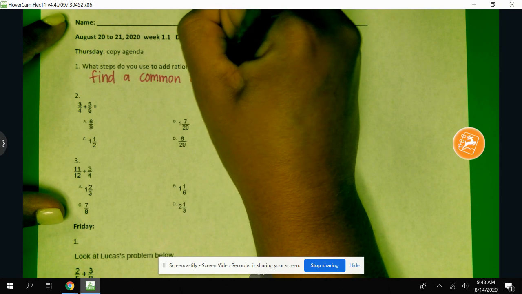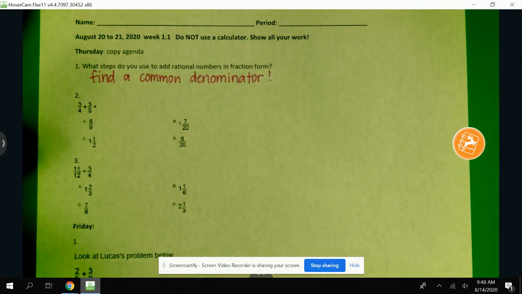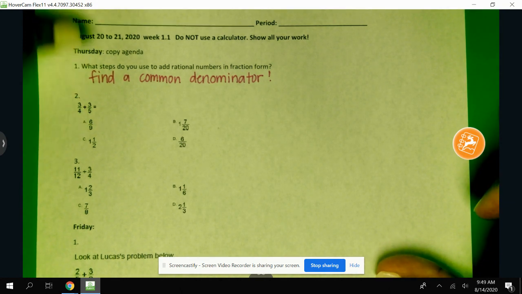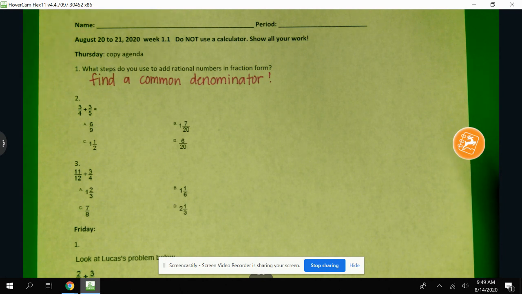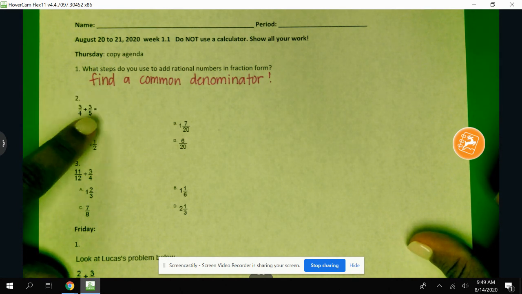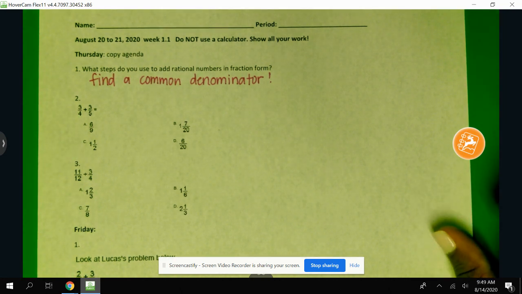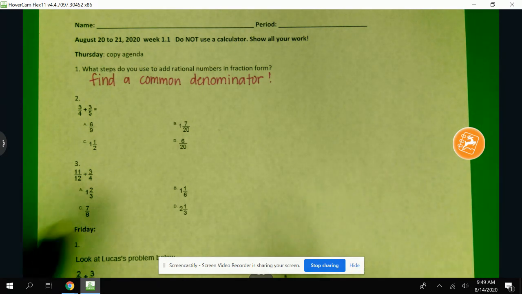Remember that denominator is the bottom number. By a common denominator, that means the bottom number of the fraction has to be the same. So you have to figure out how to get that denominator the same. Looking at number 2, it says 3/4 plus 3/5. Looking at my denominators, 4 and 5, they are not the same number, so I don't have common denominators, meaning I can't add these fractions just yet. So I have to find that common denominator.